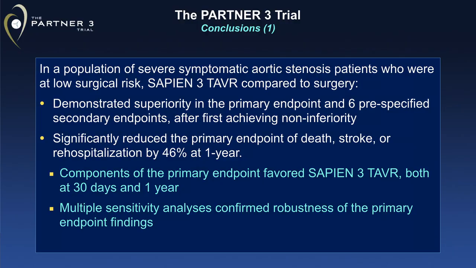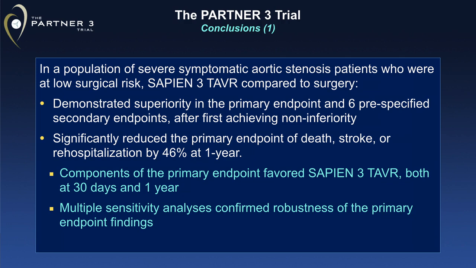So what's the conclusion of the trial? The designers of the trial concluded that for a population of severe symptomatic aortic stenosis patients who are at low surgical risk, TAVR, when compared to surgery, demonstrated superiority in the primary endpoint at 1 year and 6 pre-specified secondary endpoints. And that was shown after they first proved non-inferiority.